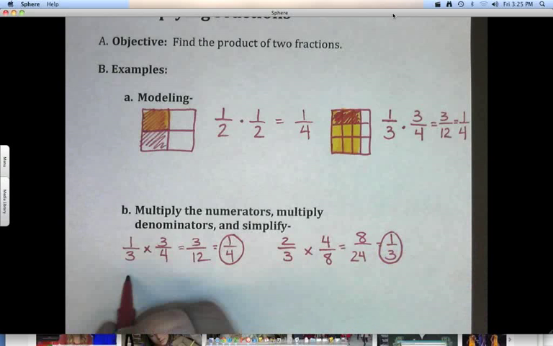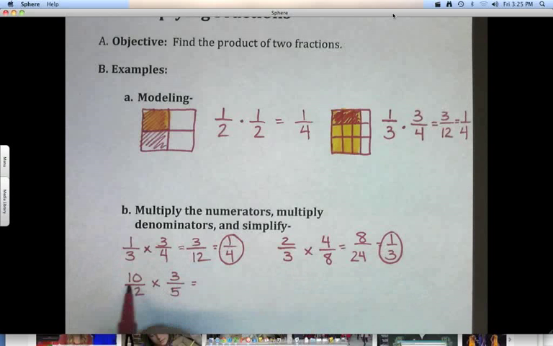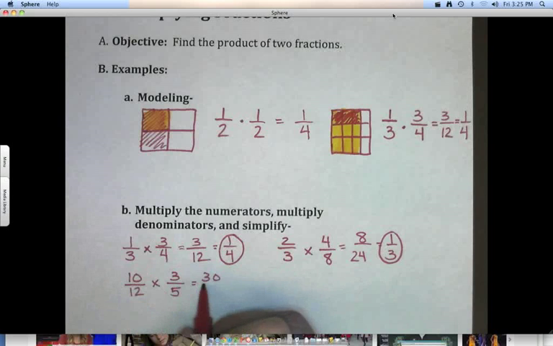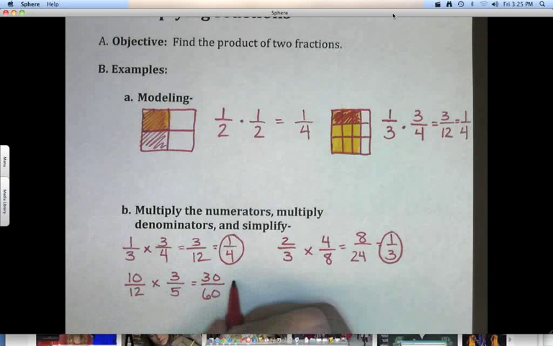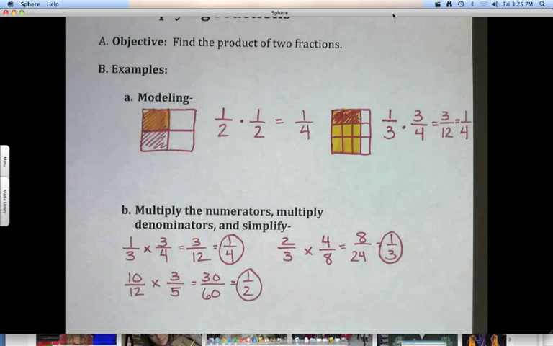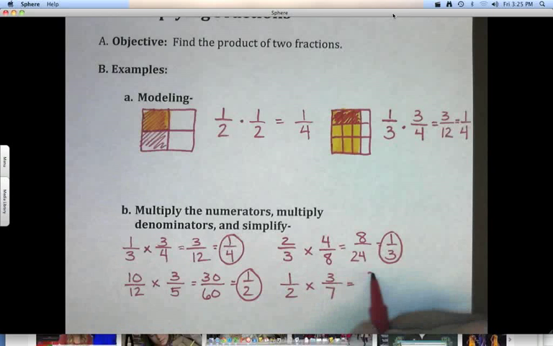Let's do a little bit larger problem. We have 10/12, and we are multiplying that by 3/5. Numerators together would be 30. Denominators together is 60. 30/60ths is 1/2. The last problem, let's do 1/2 times 3/7. 1 times 3 equals 3. 2 times 7 is 14. It's already in simplest form.